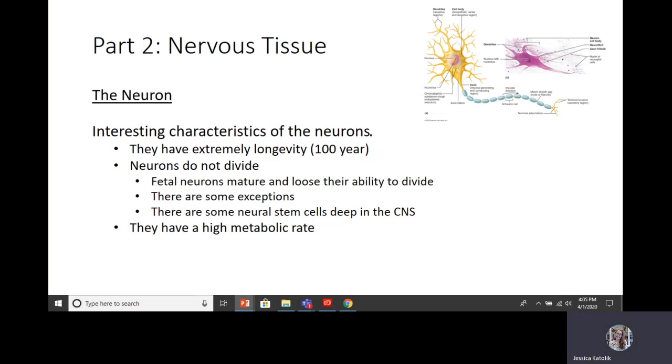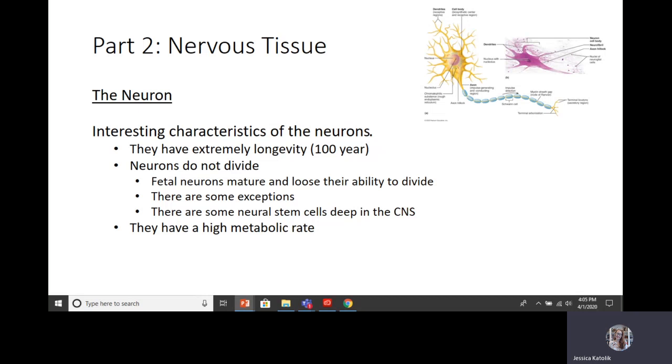For the most part, neurons also lack the ability to divide. Fetal neurons will divide as the fetus is developing, but once those neurons mature, they lose their ability to divide. So the neurons that we're born with, we're stuck with, and we'll have to repair them if we want to be able to use them if they get damaged.